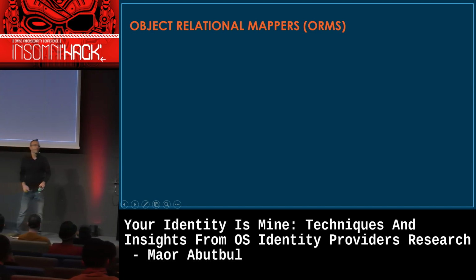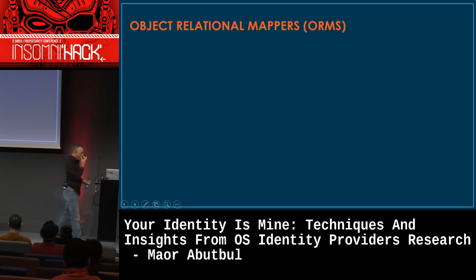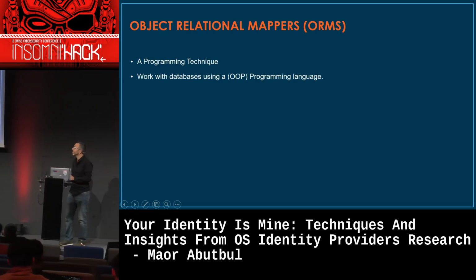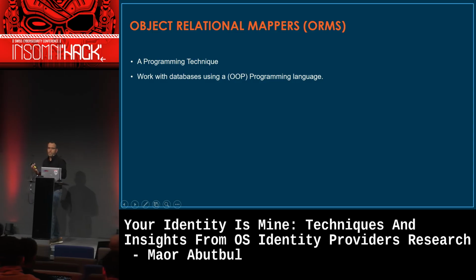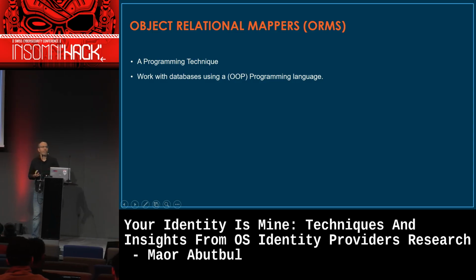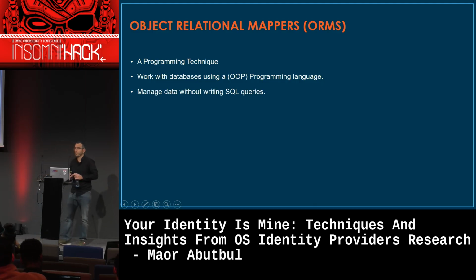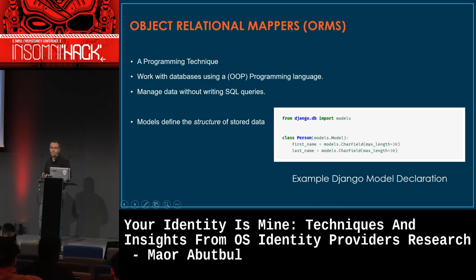Object relational mappers. ORMs are a programming technique used to convey data between relational databases and object-oriented programming languages. They allow you to manage data without using SQL queries. In ORMs, models define the structure of stored data. In the image, we can see an example of a Django model declaration. Django is a Python framework that includes an ORM.